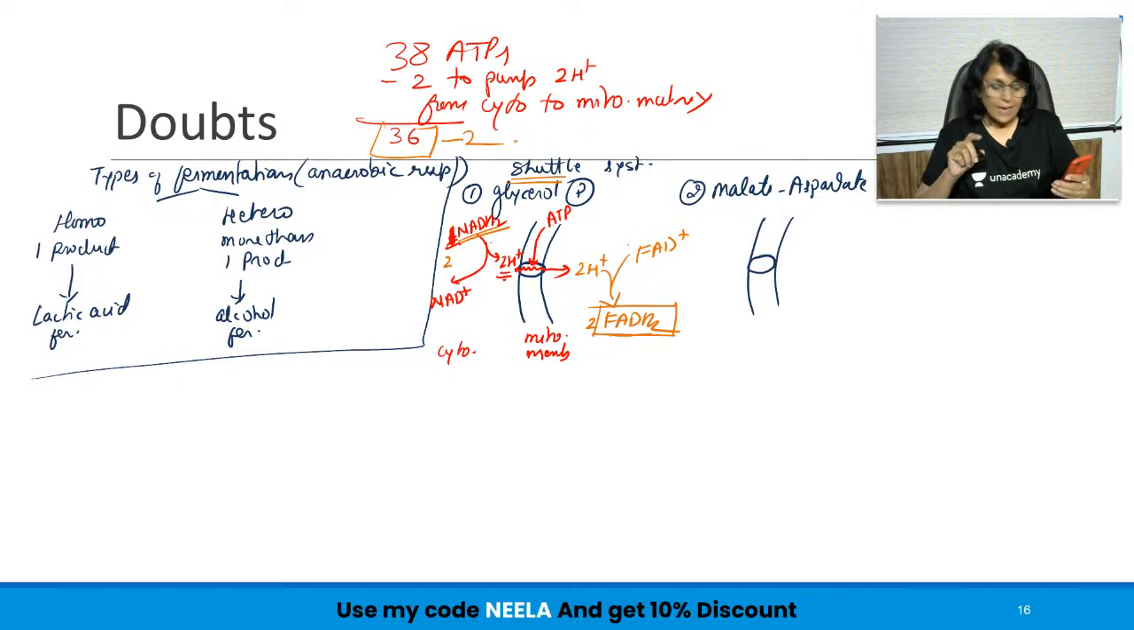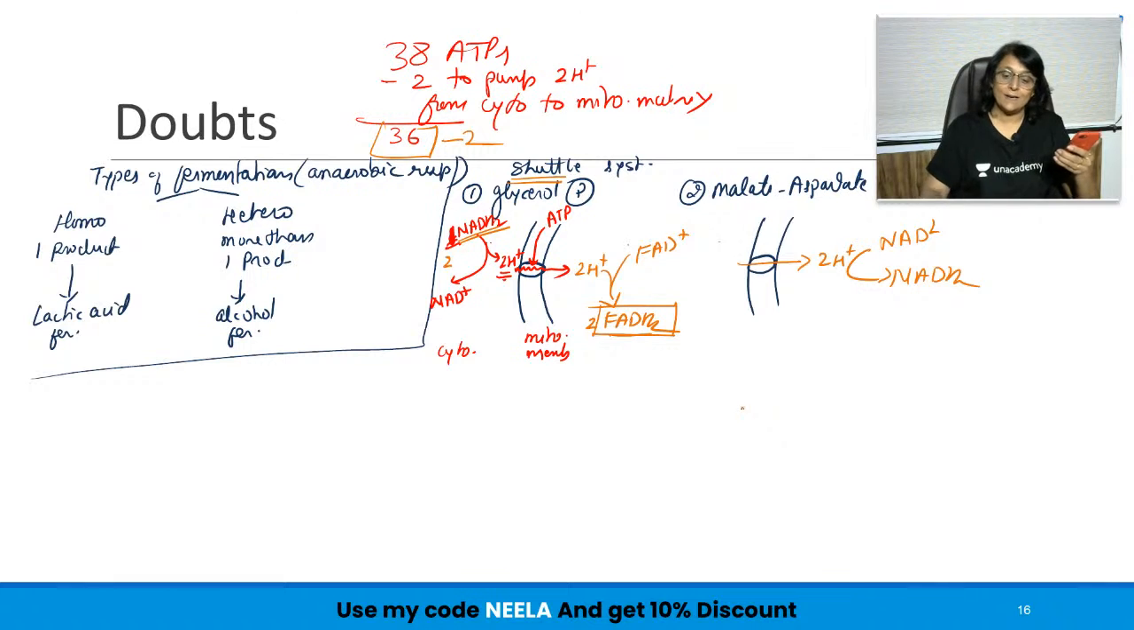Clear? And if this is the malate aspartate shuttle system, then when the proton comes here, this proton is accepted by NAD, so you will get NADH2. Outside was also NADH2, inside is also NADH2. So there is no change in the energy or ATP calculation. We will still get 36 ATPs. Okay? So is it clear now?